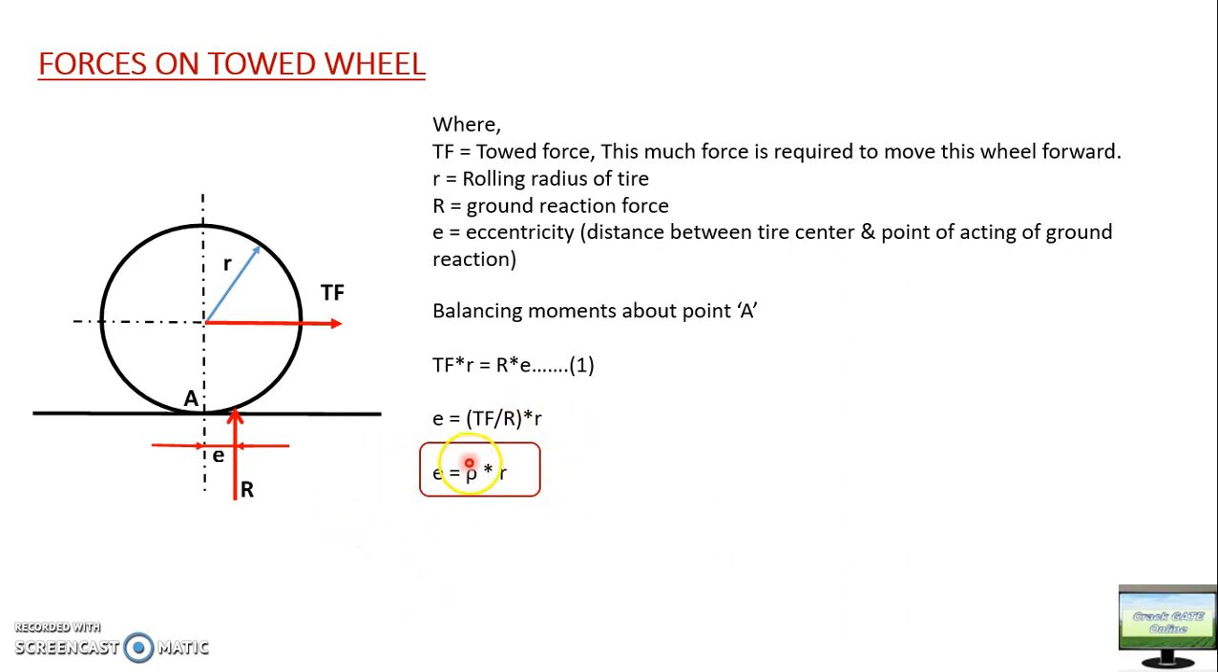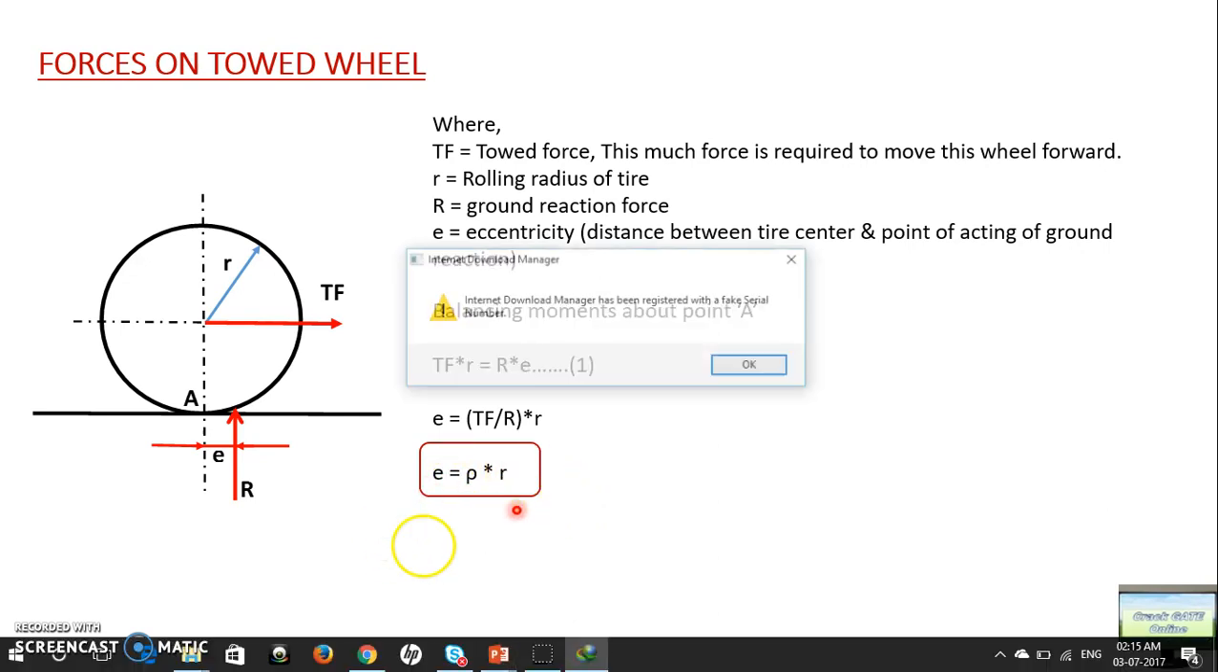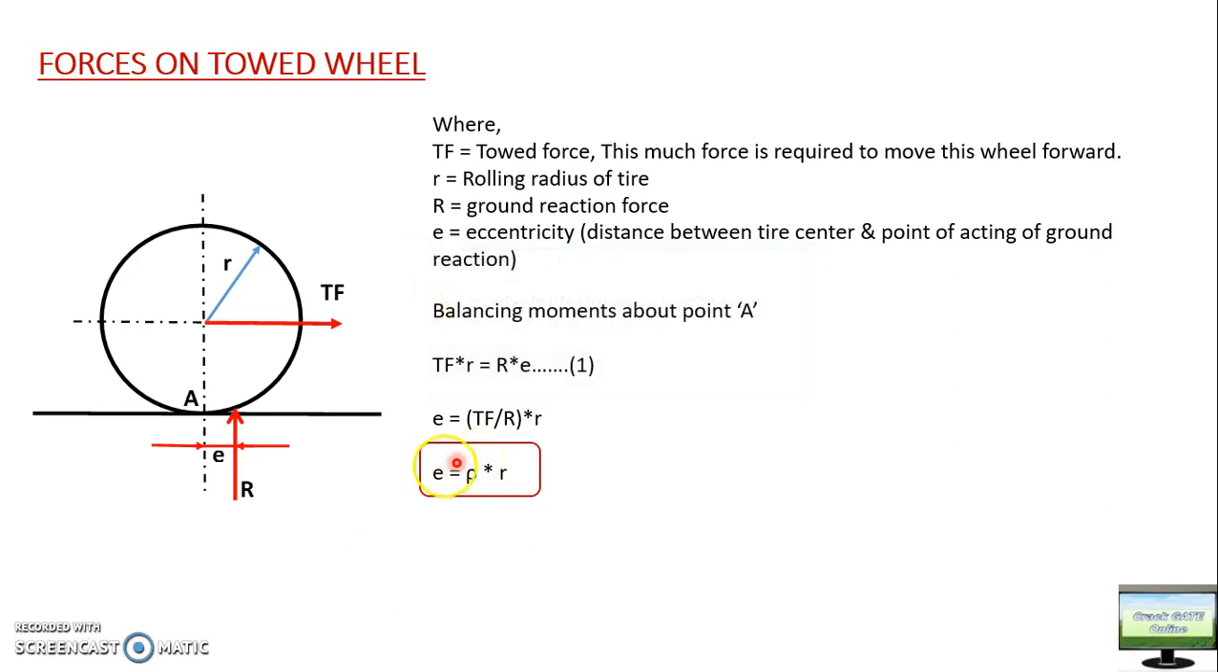So this is how it is being derived, E equals rho into R. I have promised you that I will explain it to you in a later video. So here I am explaining how this eccentricity is being derived. It is basically rho into R, and this is how it is coming.